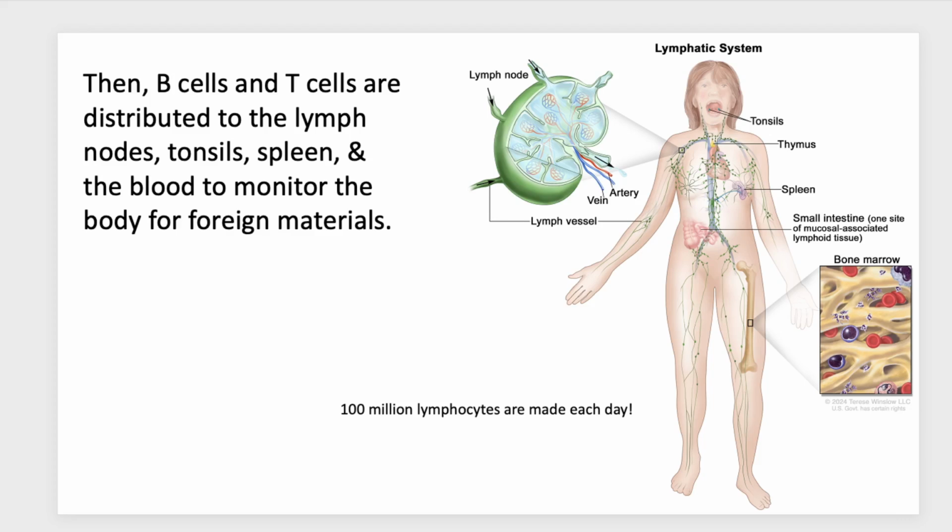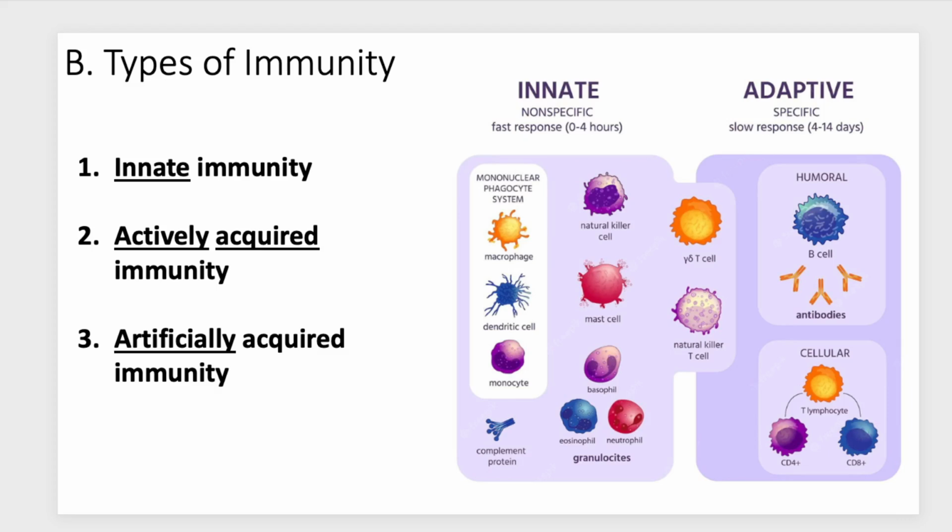So again, we said these B cells and T cells, they're monitoring the body. When they encounter a foreign antigen, the B cells produce antibodies that bind to the antigen that then mark it for destruction. While T cells, they either directly kill the infected cells or they help coordinate the overall immune response. And we'll look at here in just a minute what that looks like.